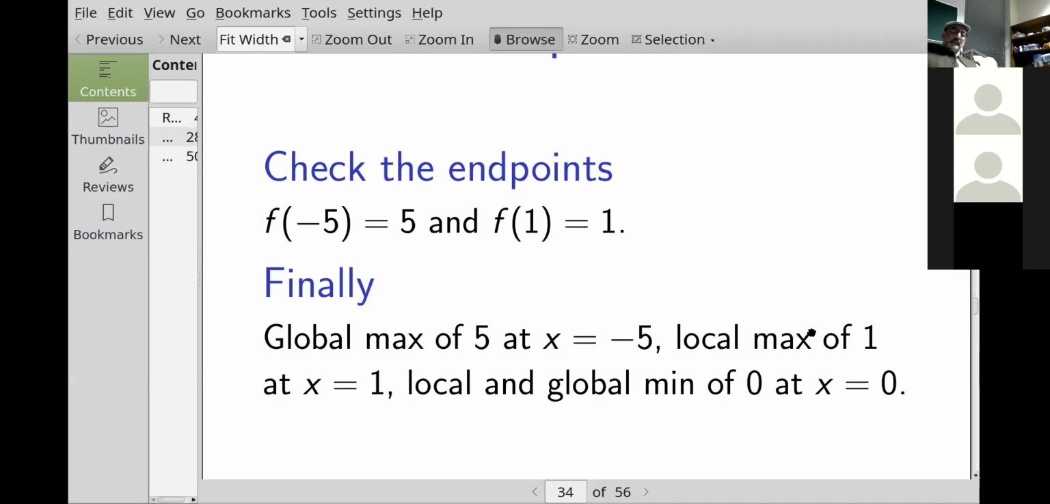Sir, can you go a few slides back? The one with the function f is equal to absolute value of x. Yeah, so we're going from -5 to 1, right? So if I check the endpoints, f of -5 is 5 and f of 1 is equal to 1. So why is the local maximum 1 and not 5?